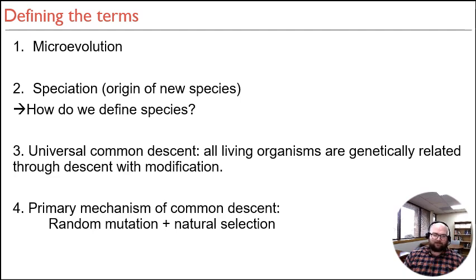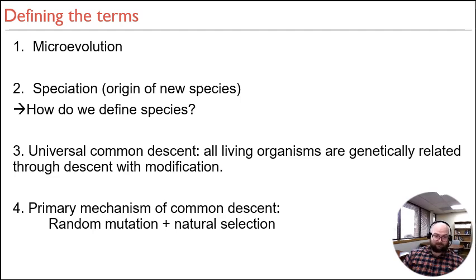Typically that's used to describe small progressive changes, but still within the confines of a species. Another definition might be speciation. Maybe evolution is defined as when a new species emerges or originates. But there are questions there, right? How do we define a species? What is a species?